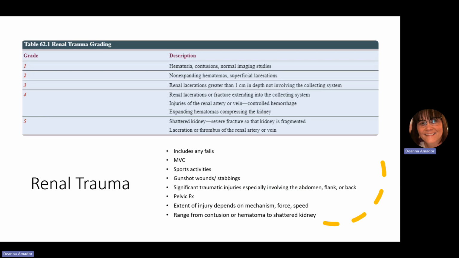Okay, now we're going to talk about renal trauma. With renal trauma, there are different grades, 1 through 5. You can read what that entails. A lot of times this can be due to a fall. They can have some type of motor vehicle collision, sports activities, gunshots, some type of traumatic injury of the abdomen, and they can have a contusion. So the extent of the injury just depends on what's going on. Most of these accidents involve males less than 30 years old, and it's usually because of blunt force trauma.